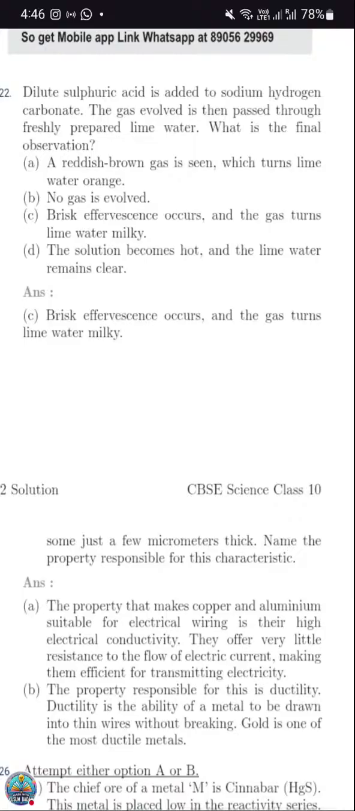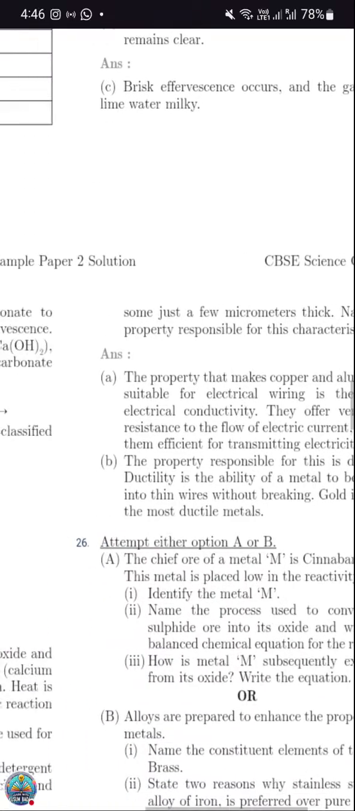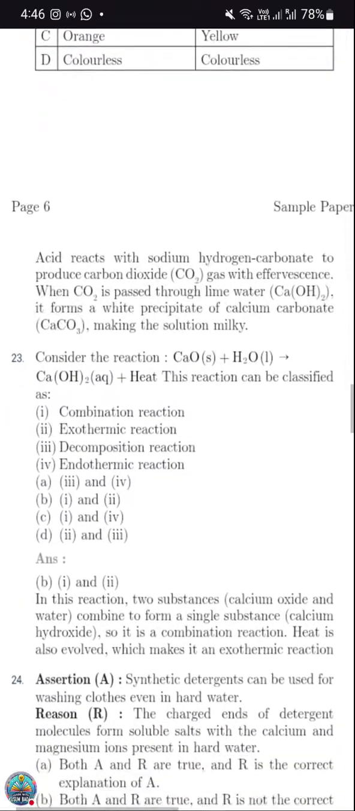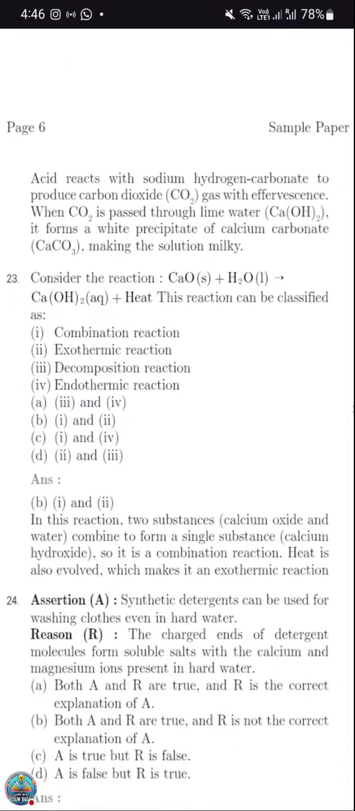Then the next one, question number 23. Consider the reaction: CaO plus water will form Ca(OH)2 plus heat. So how is this reaction classified? Already you know when heat is released, we call it an exothermic reaction. Moreover, here displacement is taking place.